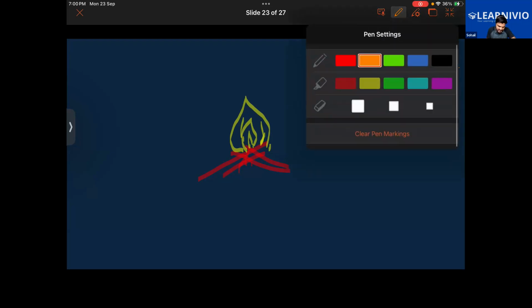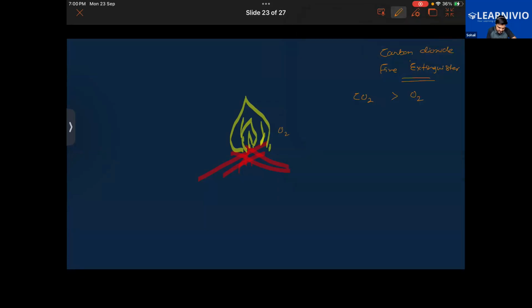So earlier, let's say that these were the molecules of oxygen that were present around the fire. But as soon as you sprayed carbon dioxide over it, carbon dioxide being heavier, it displaces the oxygen from here. So oxygen will be moving away from here, as Aleph said, and as Gauri said, carbon dioxide will form a blanket-like layer over the fire, and hence will cut off the supply of oxygen to the fire. In this manner, it will be working.